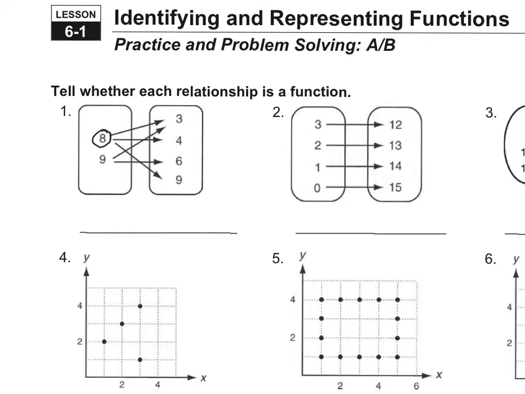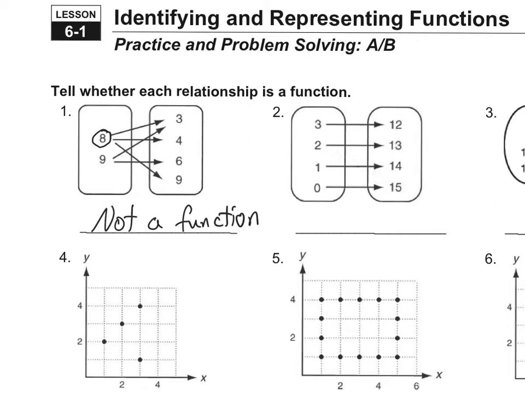And the same thing with the 9. 9 points at 3 and 9 points at 6. So 9 gives you 6, 9 gives you 3. There's no mathematical operation you can do to either of those numbers to get a variety of numbers. So this is not a function. It is what we call a relation because there are numbers assigned to other numbers.